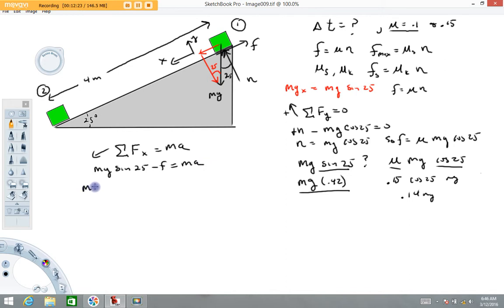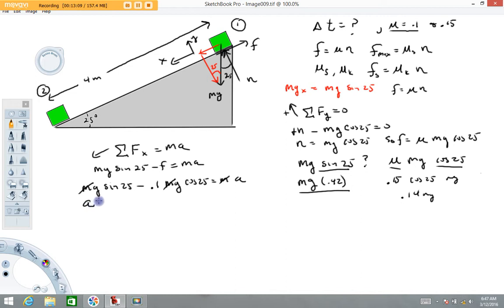All right, next step. mg sine 25 minus the frictional force, which can be written coefficient of kinetic friction times the normal. The coefficient of kinetic friction is 0.1, so I'm going to go ahead and just put minus 0.1 times the normal force. And the normal, we already found that from summing forces in the y direction here. The normal is equal to mg cosine 25. So there's minus my frictional force equals ma. Now, as I glance along this, I notice that the mass is the same in each term. There's an m here, here, and here, and that means we can divide it out.